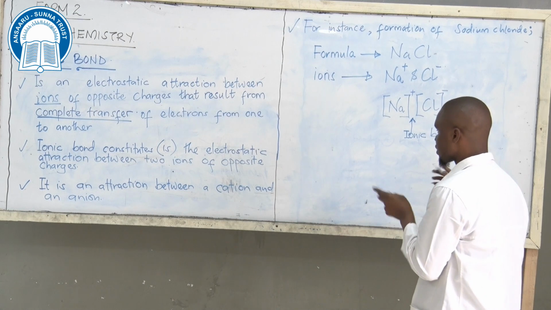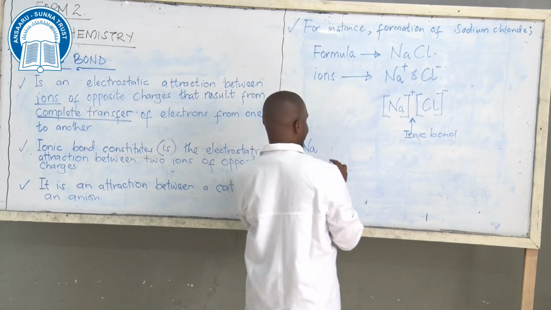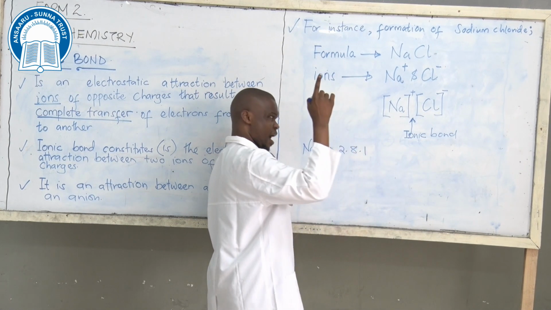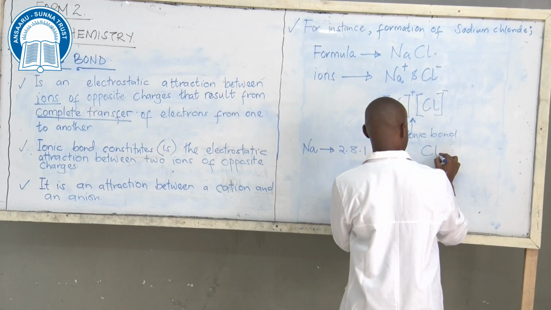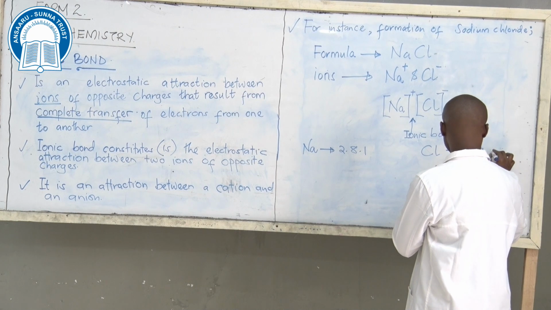Now, how does it come about? How do these ions come about? Now, from our knowledge of configuration, sodium is 2, 8, 1. For chlorine, we know it is 2, 8, 7.